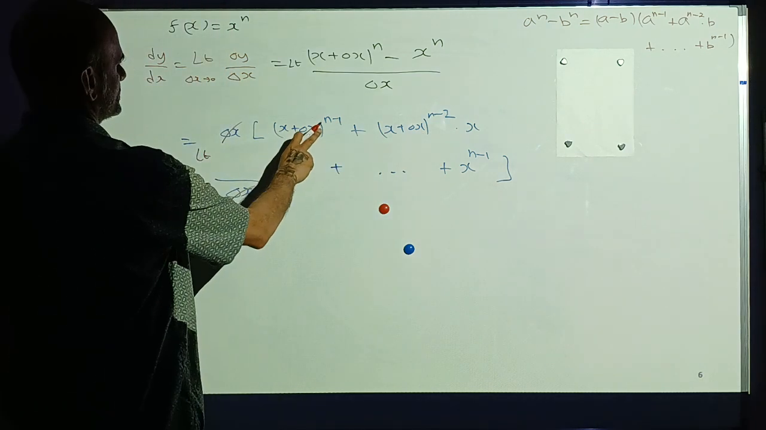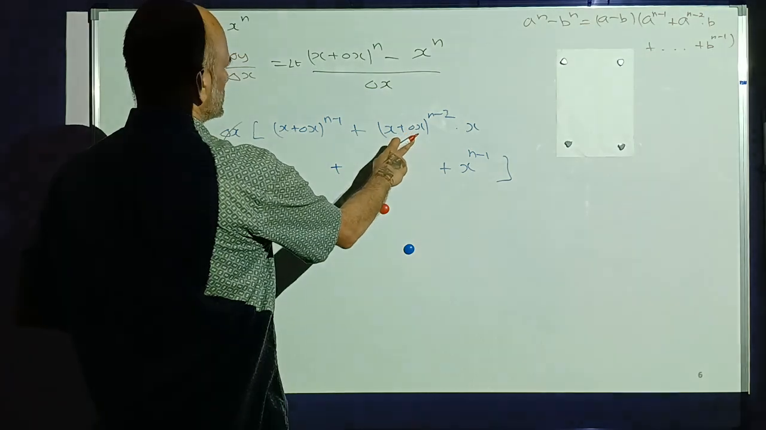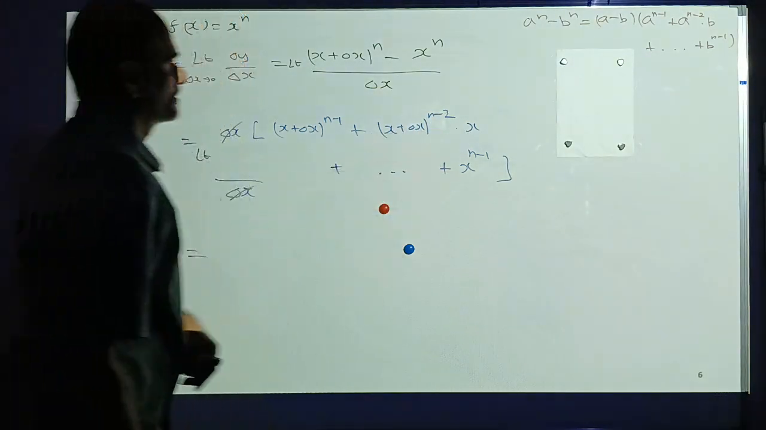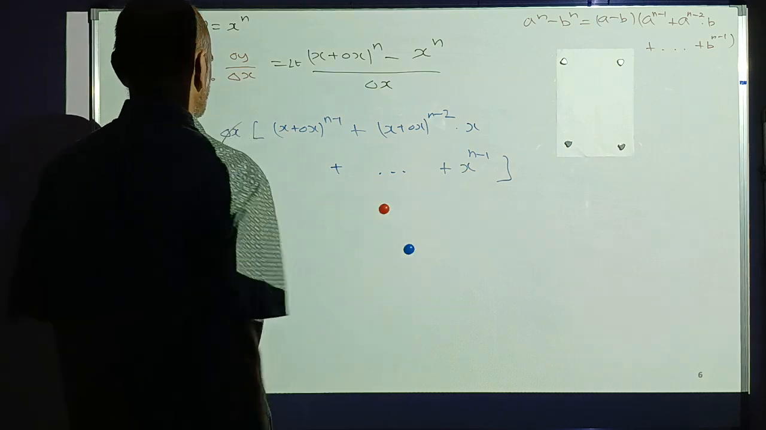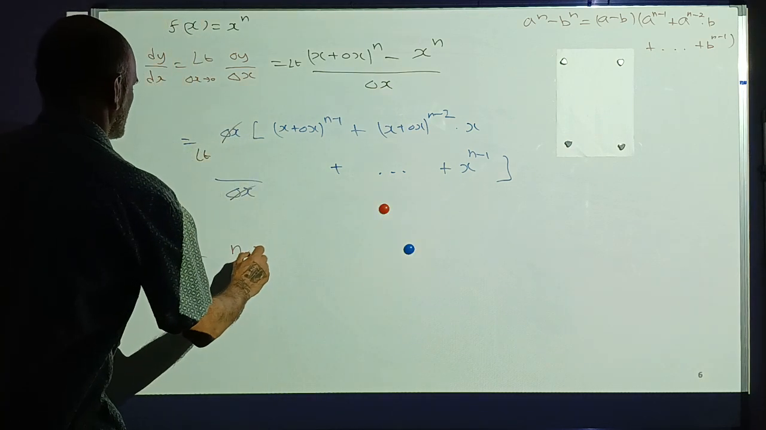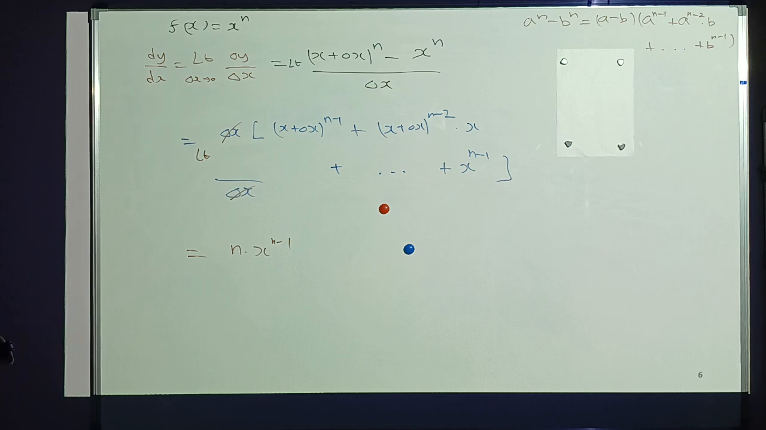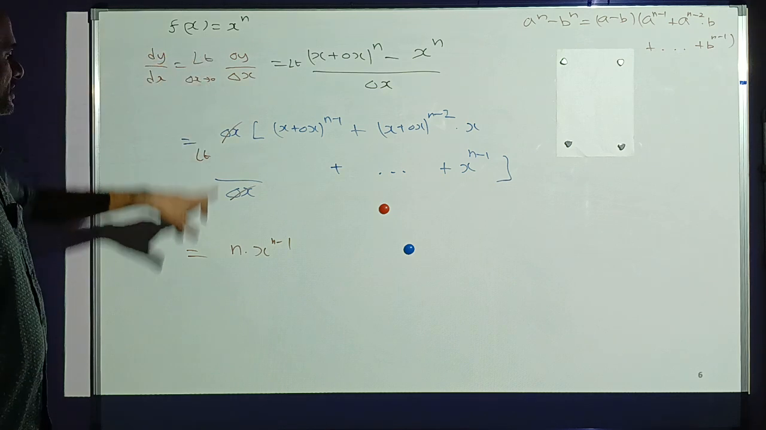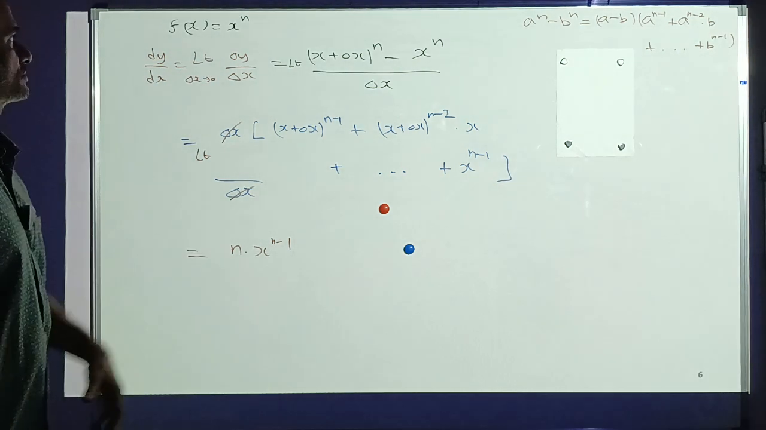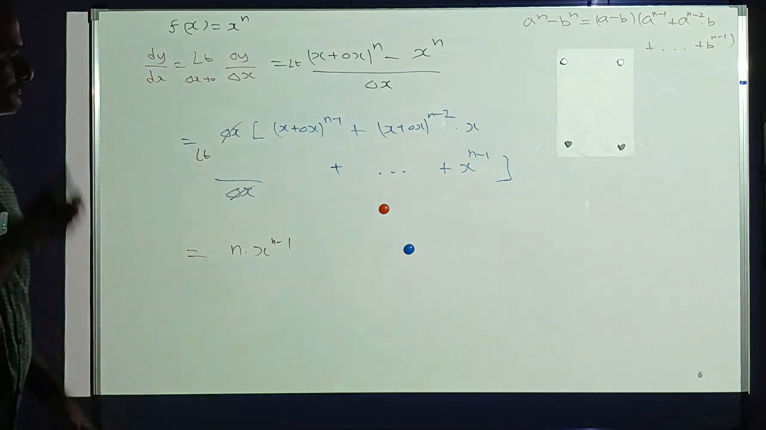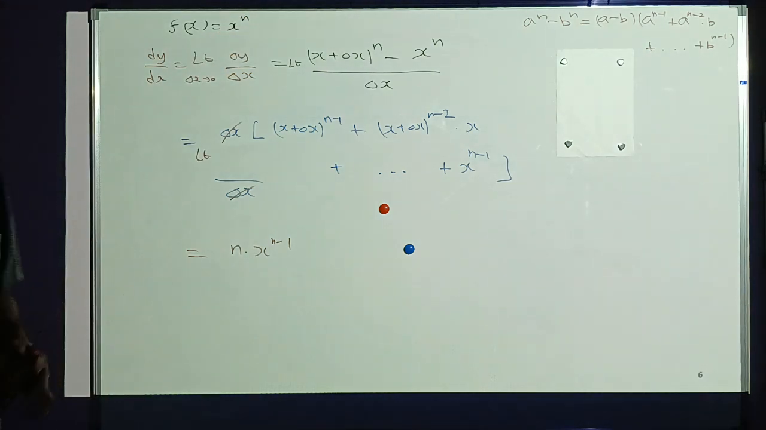This first term is x raised to the power n minus 1. Here delta x is put to 0. This is x raised to the power n minus 2 into x raised to the power 1. It's x raised to the power n minus 1. So all the terms are x raised to the power n minus 1 and we get n times x raised to the power n minus 1. So we get the result: derivative of function x to the n is n into x to the n minus 1. So n is coming down and the power is going down by 1.